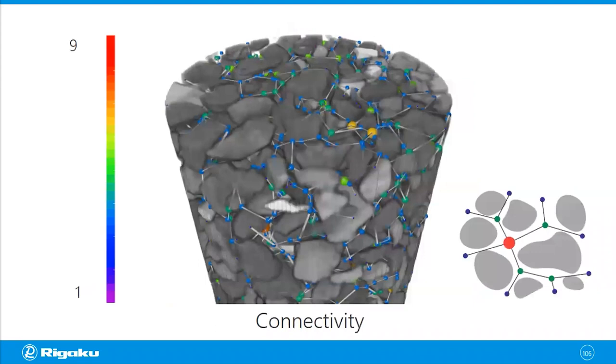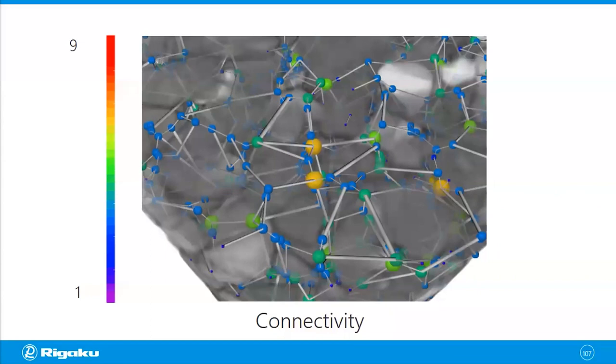Another way to look at the pore network is to visualize the connectivity. In this case, you're looking at how many pores are connected to each pore. This one, for example, is a dead end. This pore is connected to just one other pore. This one is connected to three more, and this one is connected to six pores.